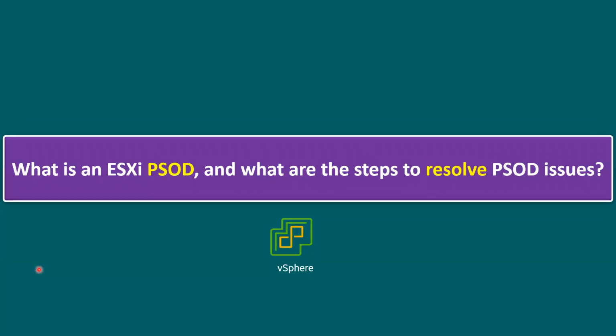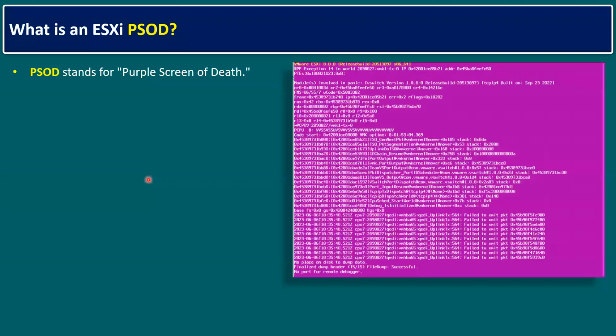In this session, I'm going to talk about what is an ESXi PSOD and what are the steps to resolve PSOD issues. So let's start with the first question. What is a PSOD? PSOD stands for purple screen of death. If you see in the right side diagram, you can see the screenshot of how the purple screen of death looks like. When ESXi 8 is affected with a PSOD issue, it will show the purple screen and it will also have some error information.